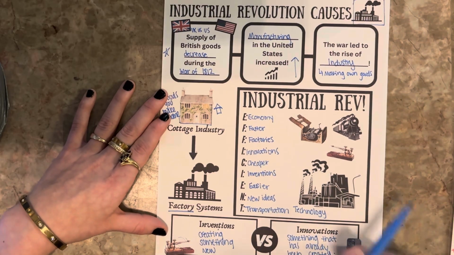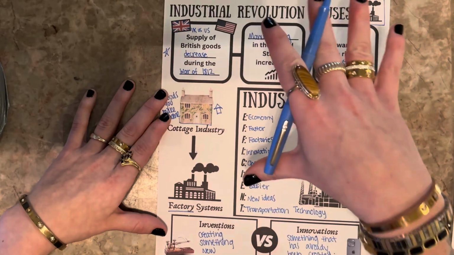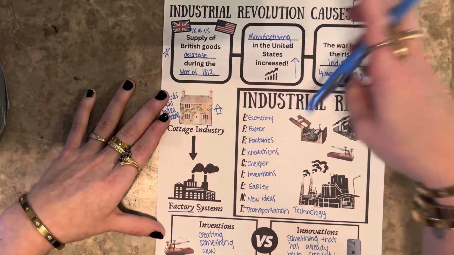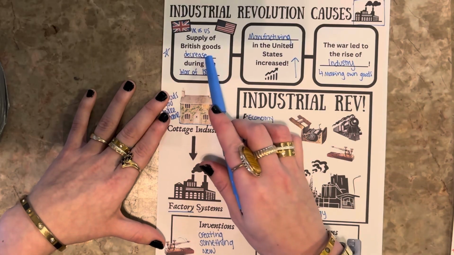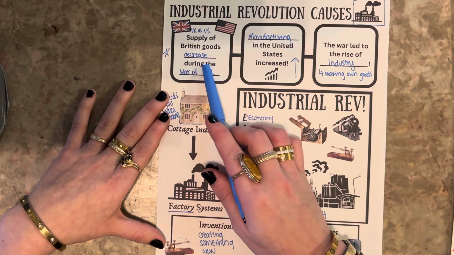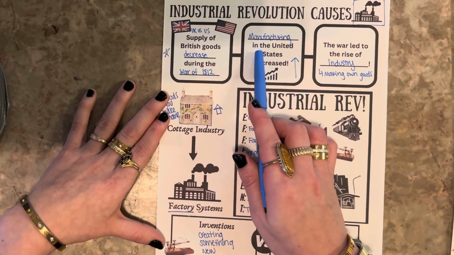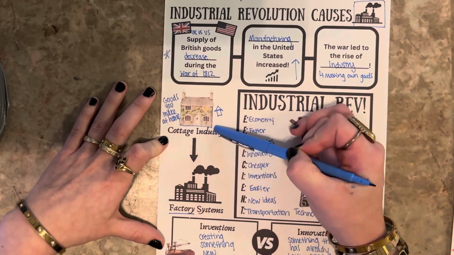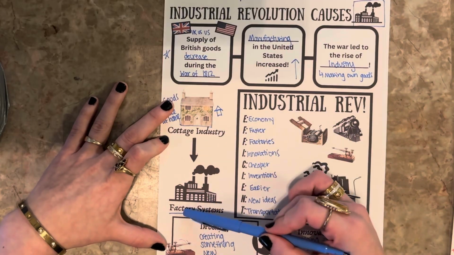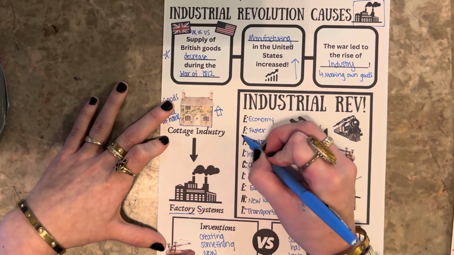Okay, so to recap, right, the Industrial Revolution is happening at the same time as westward expansion. We start the Industrial Revolution because of the war with England, right? We were not able to get goods from them because we're fighting a war. So we start making our own goods, and that's called manufacturing. Industry will increase. We go from making goods at home, which is called cottage industry, to making things in a factory. It makes it faster.